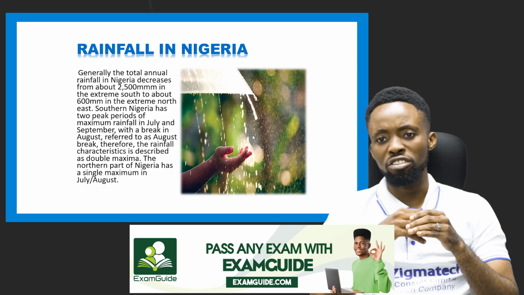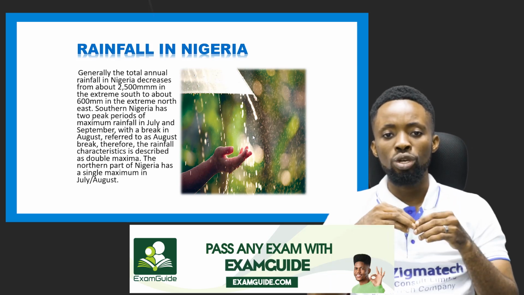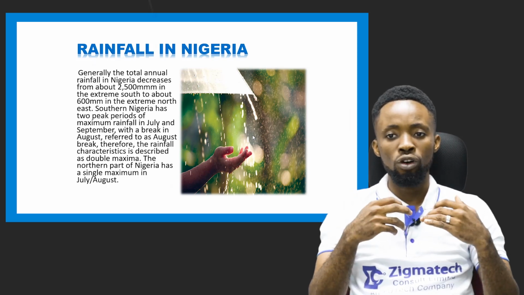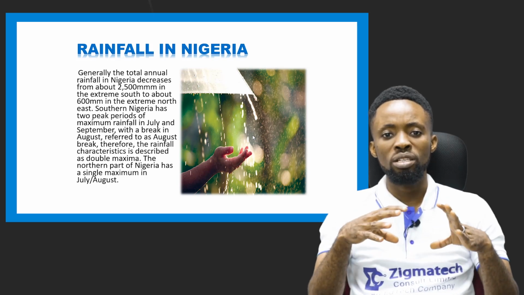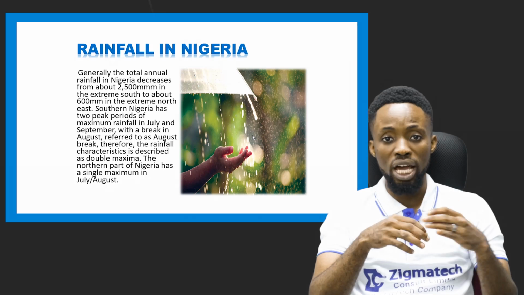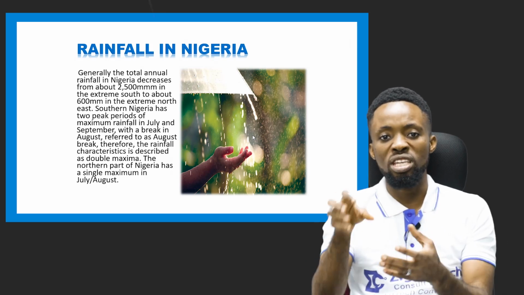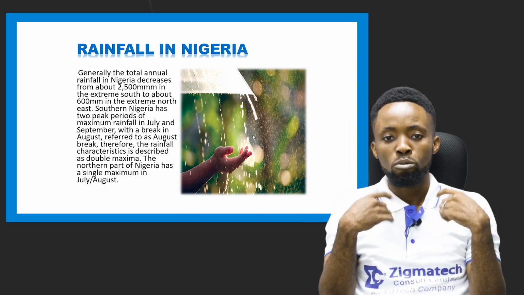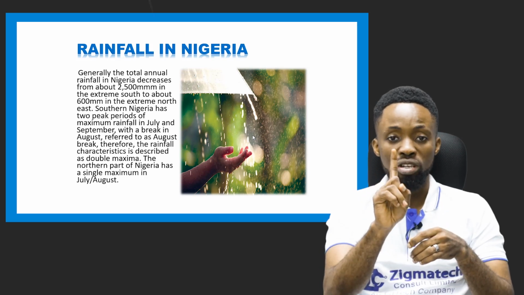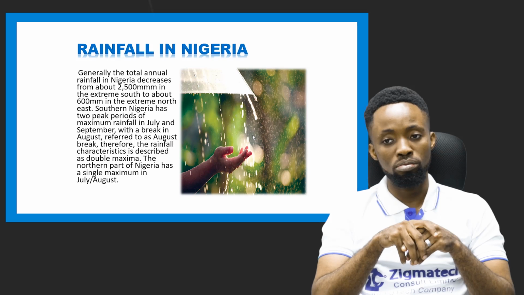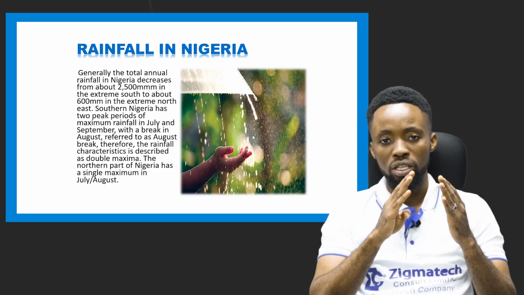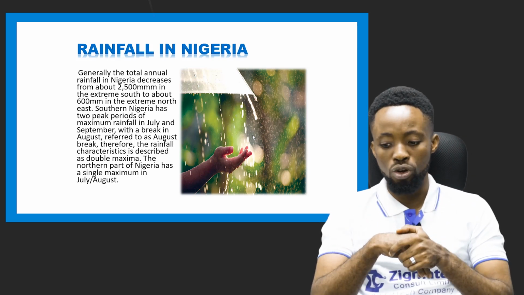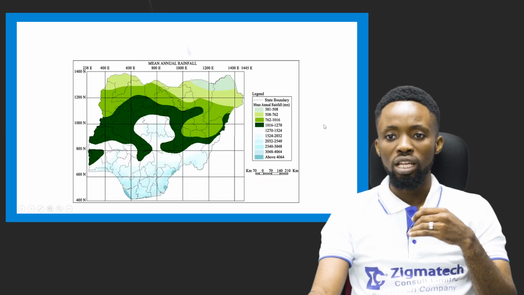And for the southern part of Nigeria, where you have a very high amount of rainfall, we usually have a double maxima of rainfall. What I'm saying in essence is that for the southern part of Nigeria, rainfall usually peaks in the month of July and also in the month of September, with a break in between July and September called the August break. If you go to other parts of Nigeria, we just experience a single maximum rainfall. But for the southern part of Nigeria, where the rainfall is usually high, we experience a double maxima of rainfall.